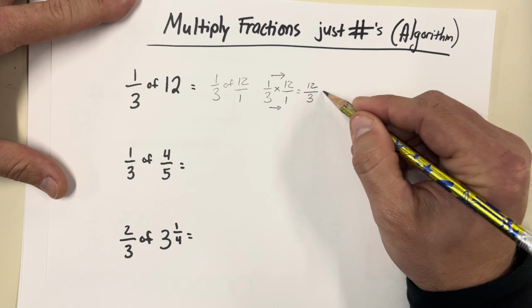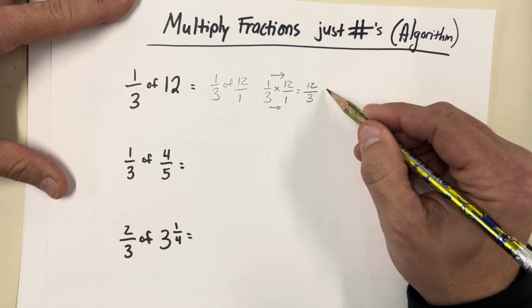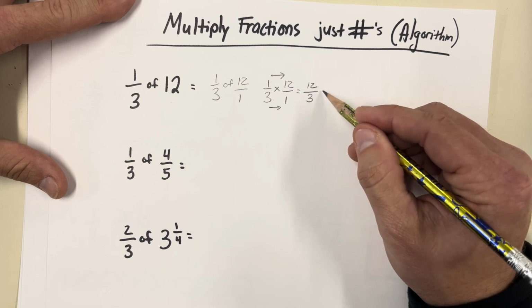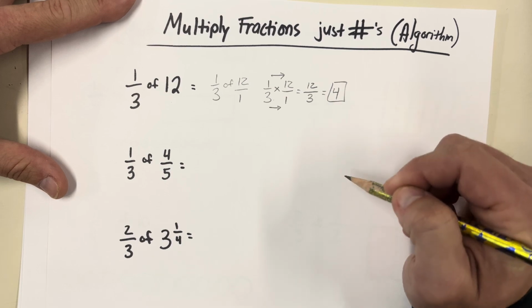After we are done, we want to look at this and go, wait, 12 over 3 doesn't make a lot of sense, so let's go get that back into what we know in a more sensible way, which would be 4. 12 over 3 is the same as 4 wholes.